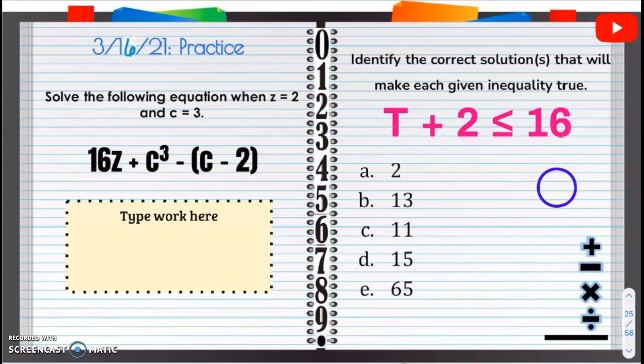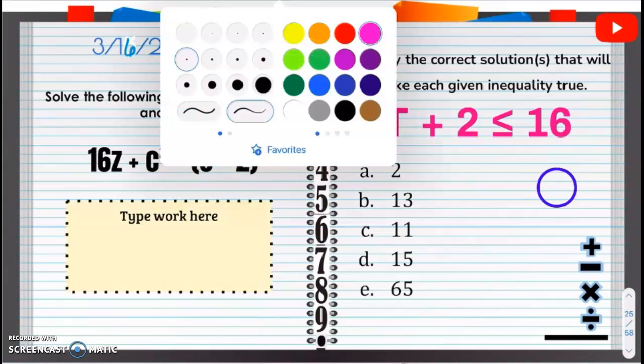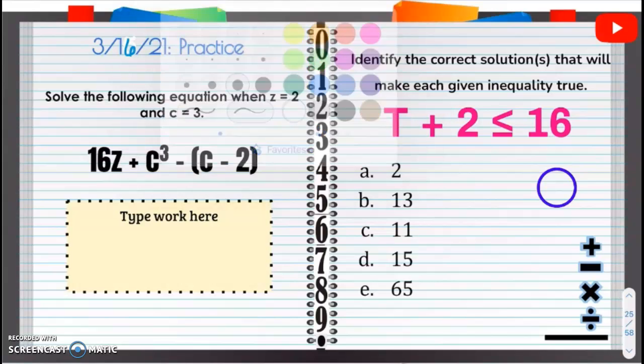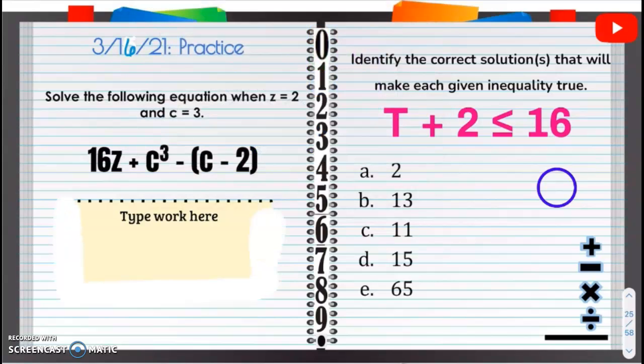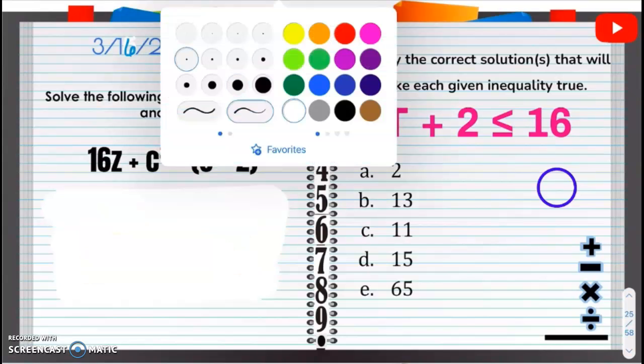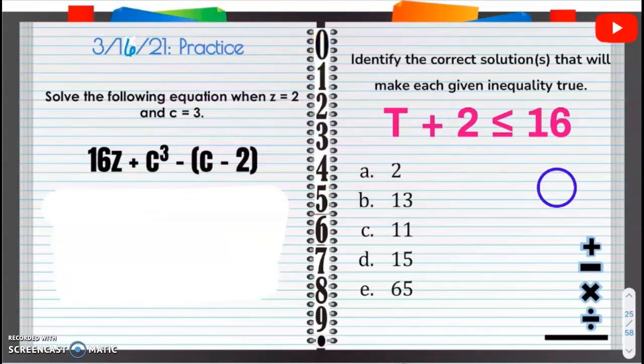Practice. We're going to solve the following expression when z equals 2 and c equals 3. All right, so again, like the last slide, I am going to blank this out so I have some more room to work with. And let's get started. So I'm going to replace all of these when z equals 2 and c equals 3.